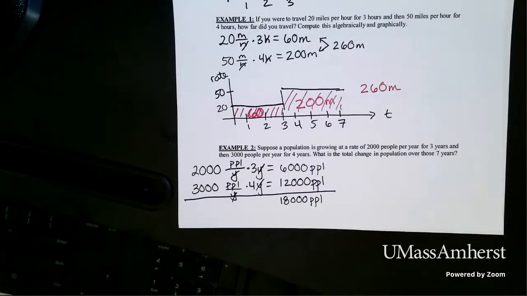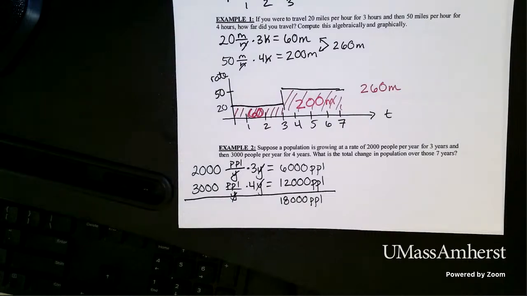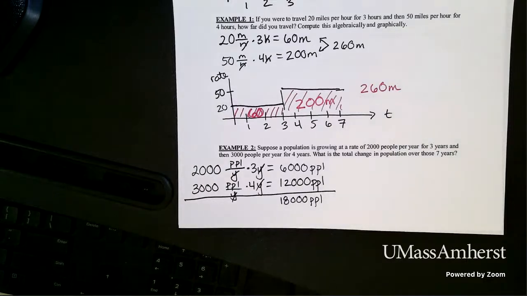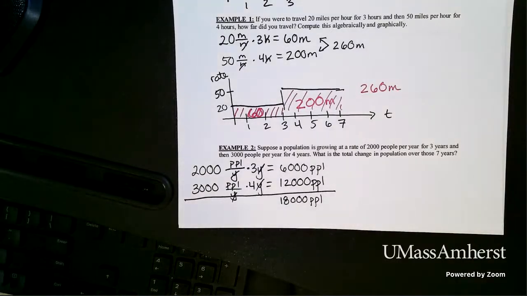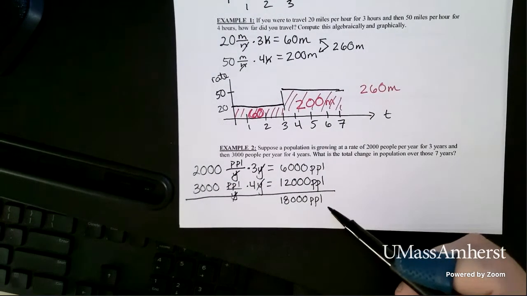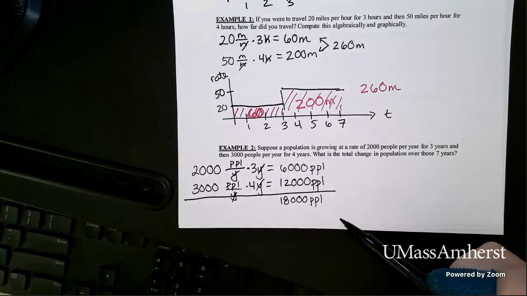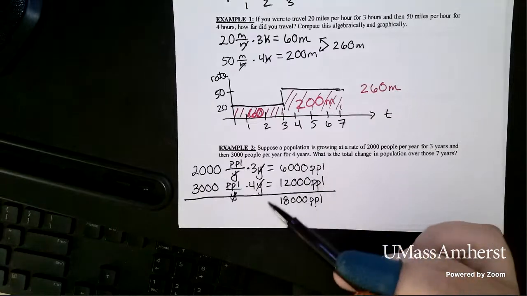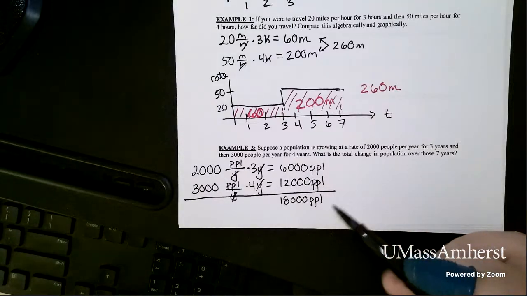Now, I want to be clear that this 18,000 people is how much the population changed. It's not the size of the population. We have no idea how big the population is. It could have been 1 million people that changed by growing 18,000 people. It could have been 5,000 people. We don't know what the initial population is. And this 18,000 represents how much it has changed over those 7 years. It doesn't represent the actual population. It represents the change in population.